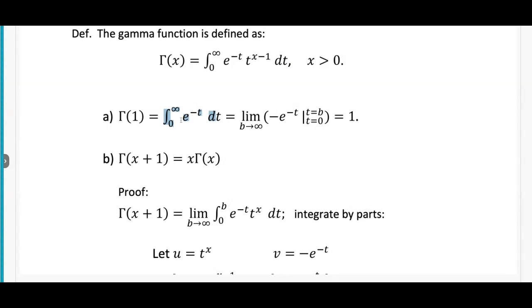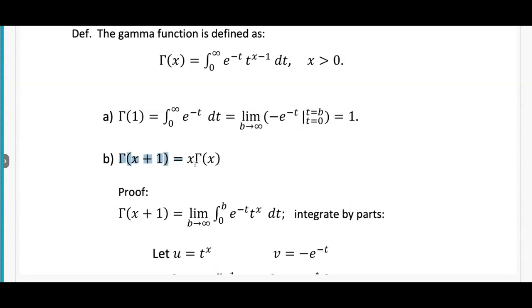How do we deal with this? When the infinity sign is in the upper limit or lower limit, we take a limit. We let the dummy variable run to infinity. That's how we deal with it when either limit involves the infinity sign. So gamma 1 equals 1.